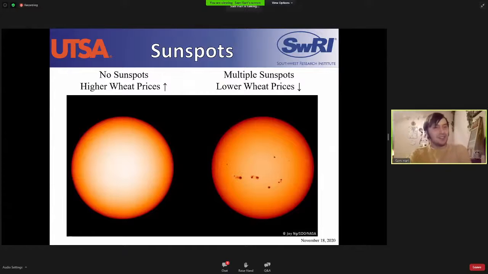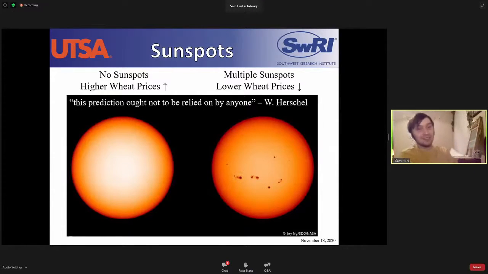So he made this observation, and he himself was a little skeptical, and he wrote in his paper, "This prediction ought not to be relied on by anyone." It is a very large leap to go from the sun changing a little bit to a massive increase in wheat prices. And he was ridiculed pretty heavily for it because of how well respected he was. I am not so well respected, so I can take the criticism.